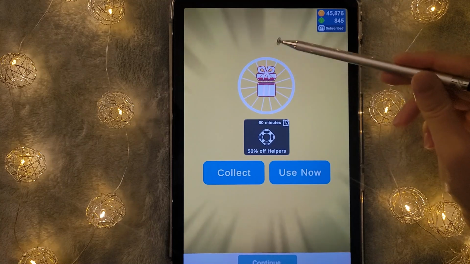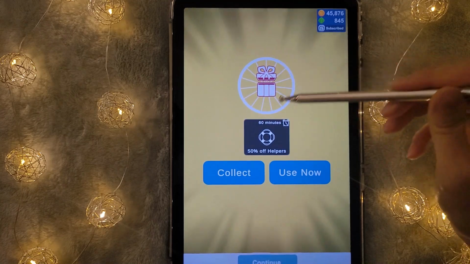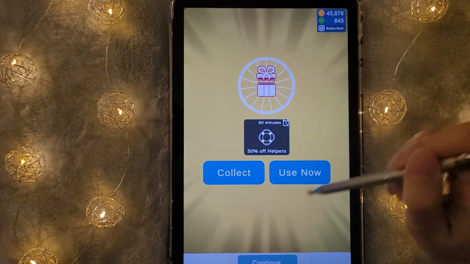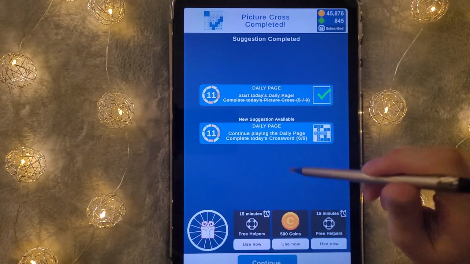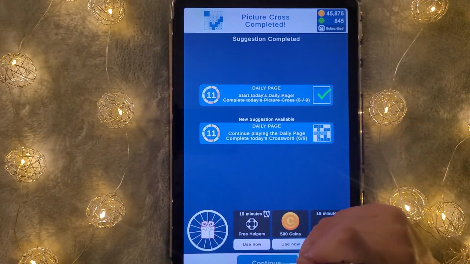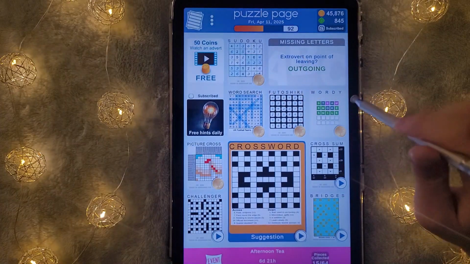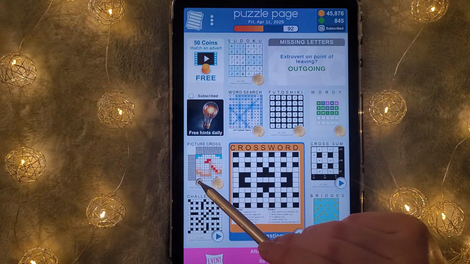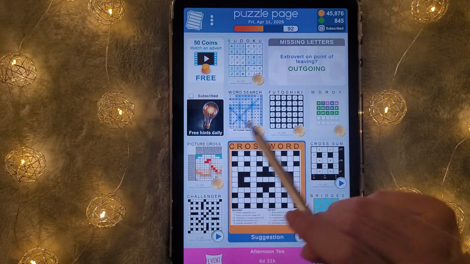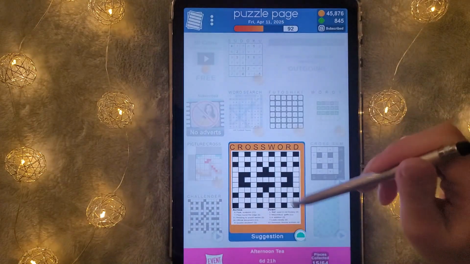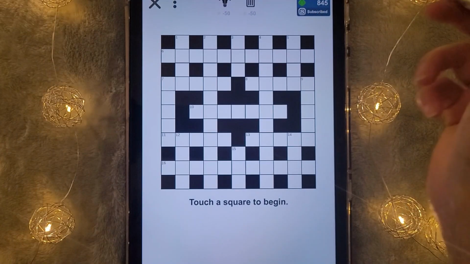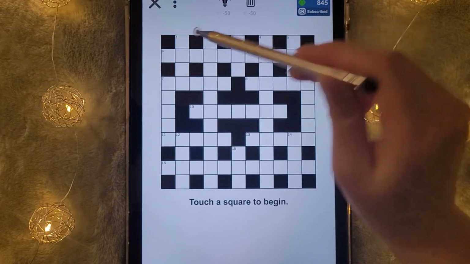So usually this wheel fills up as you're working on puzzles, and then you get these little bonuses, which I don't really use very much at all. Okay, so we did our picture cross. Maybe let's go into the crossword next, just because it's the next largest one. So let's start with the 1 here.